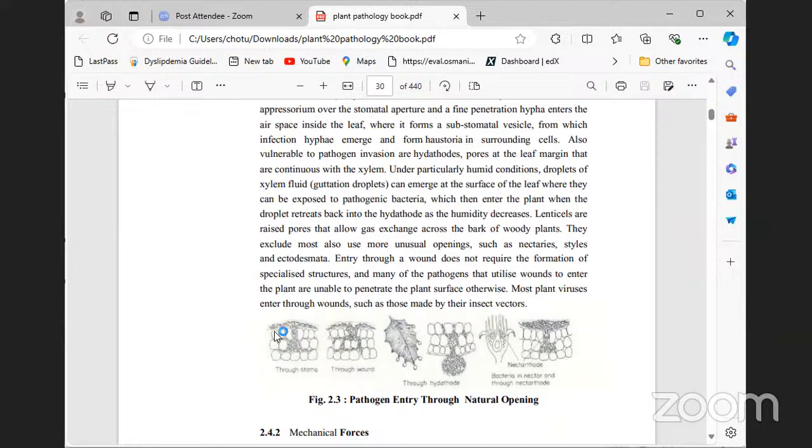The first one is through stomata. The second one is through wounds. The third one is hydatodes. The fourth one is through nectar, the nectarthodes. Different pathogens enter in different ways. These are the natural openings.